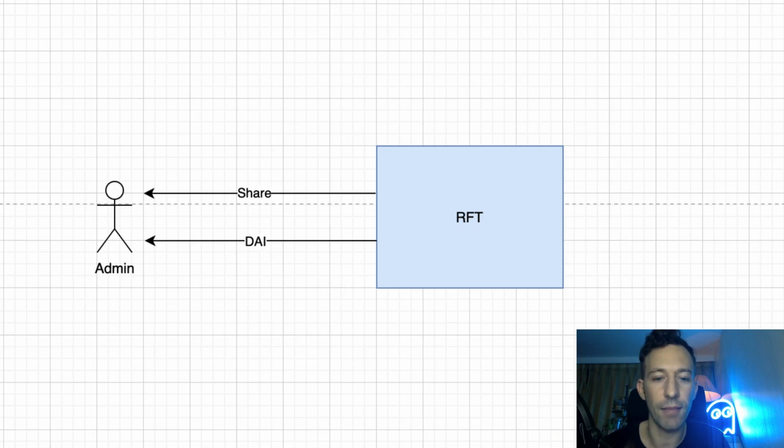And at the end, the admin will get all the DAI that was sent to the RFT, so that's to compensate him for having purchased the NFT before. And if there are any remaining shares that weren't bought, then the shares are also sent to the admin.